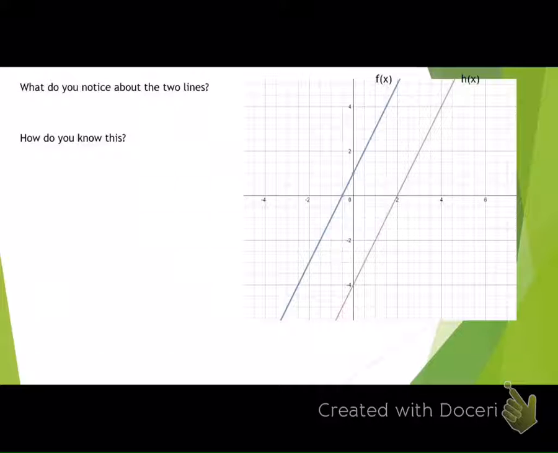All right. So what do you notice about these two lines? Yeah, what he said. Parallel. So they are parallel. So let's find the slope of f of x and of h of x.